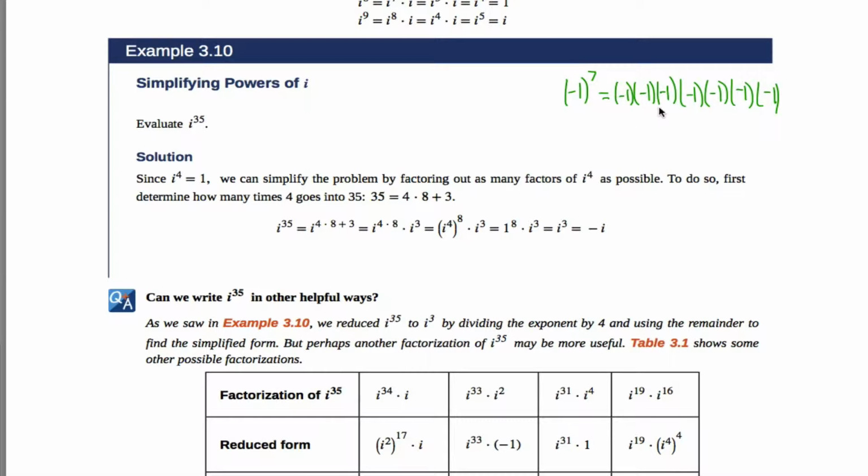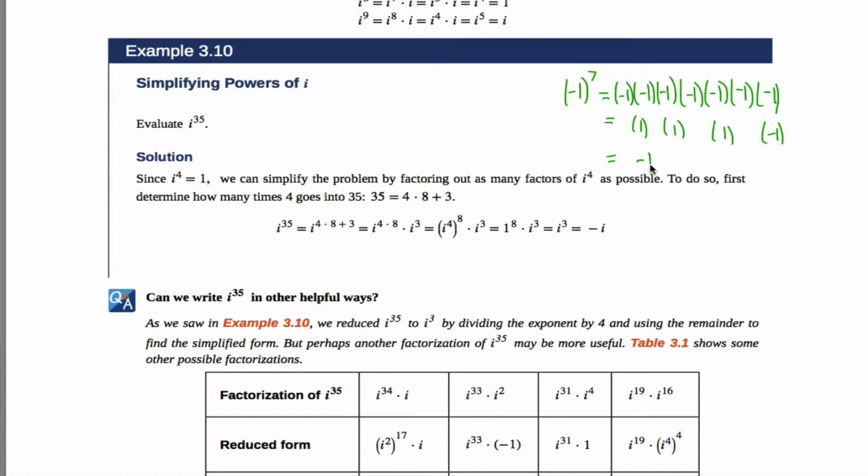Is that 7? 1, 2, 3, 4, 5, 6, 7. If I multiply these all together, I get -1. How do you know? Well, because any pair of them, -1 times -1, is +1. So I can multiply these two together and get +1, these two together and get +1, and these together and get +1. But then I have this negative sitting around here. So 1 times 1 times 1, I don't worry about any of that. But this negative makes the whole thing negative.